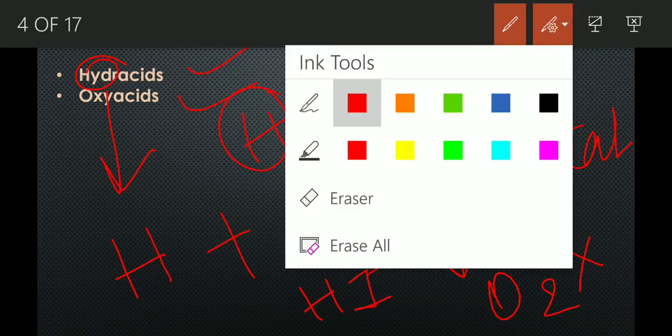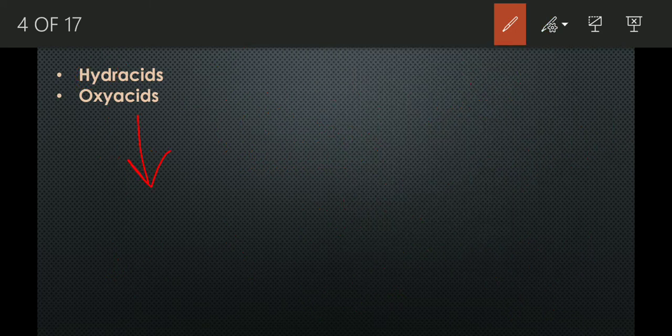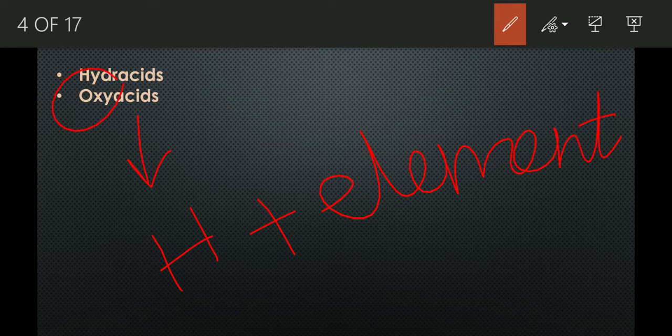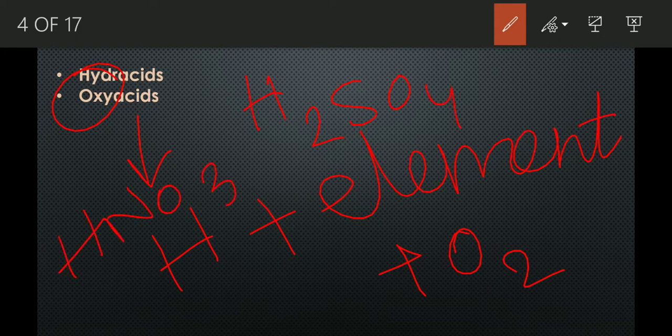Now let's see what oxyacids are. Oxyacids are those acids which contain hydrogen, another element, and, as the name suggests, oxygen. Examples of oxyacids are H2SO4 and HNO3. Why? Here hydrogens are present, oxygens are present, and another element. In case of HNO3, nitrogen is present. In case of H2SO4, sulfur is present. So these are the examples of oxyacids.